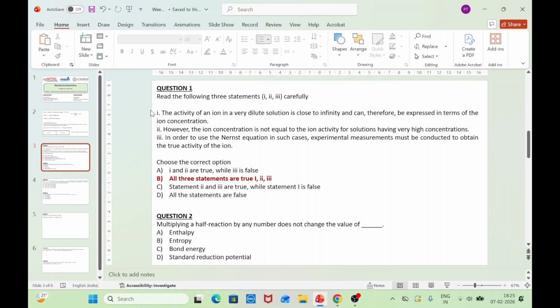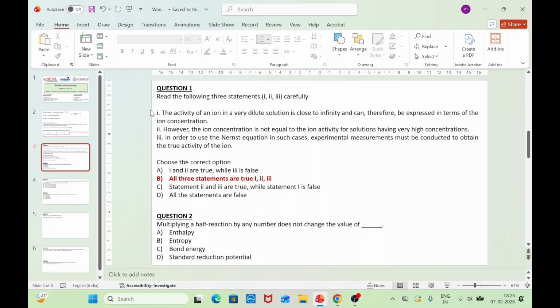So the answer is, option B is correct. All the three statements 1, 2 and 3 are true. So now let's move on towards the next question.